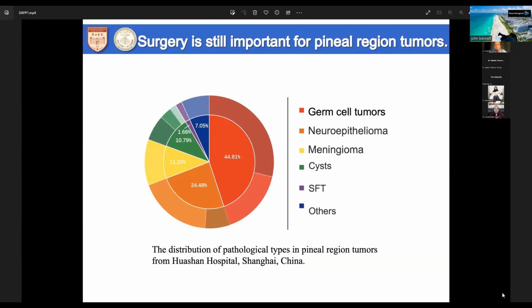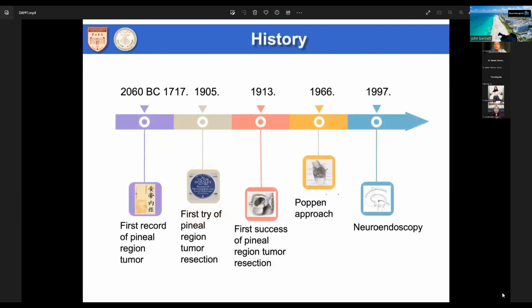This is the distribution of the pathological types in pineal region tumors here, and almost half are germ cell tumors, but there are also a lot of other tumors like neuroepithelial and solid fibroid tumors and others. You can see these pathologies here. So the surgical resection is very, very important for pineal region tumors. So how do we handle these challenging cases?